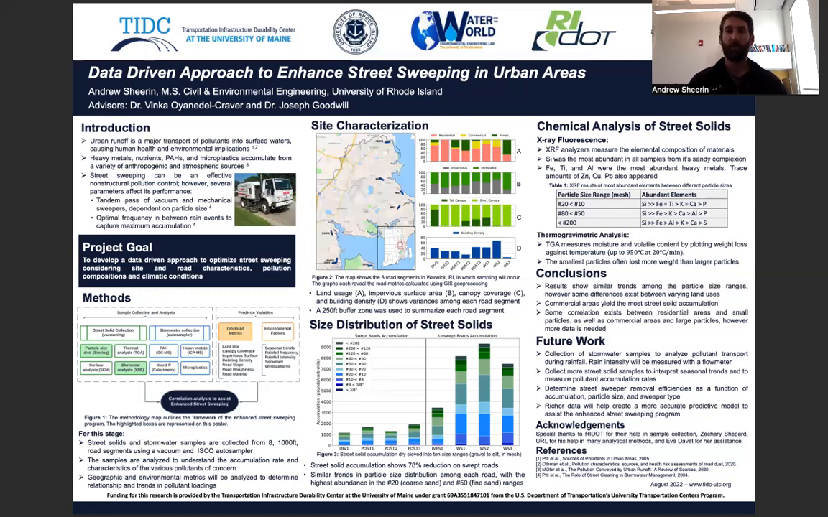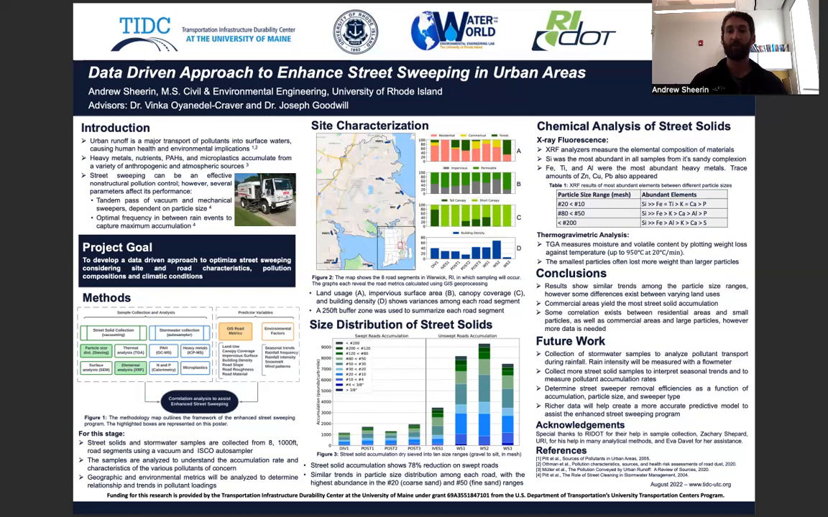In the top right, you'll see more of a chemical analysis of our street solids. We use an X-ray fluorescence analyzer to measure the elemental composition of our street solids among different particle size ranges. The results we have are standard for sandy samples, with silicon as the most abundant element, followed by iron and titanium. However, we did notice that in the larger particle size ranges, phosphorus was abundant, while in the smaller particle size ranges, heavy metals such as zinc, copper, or lead appeared.